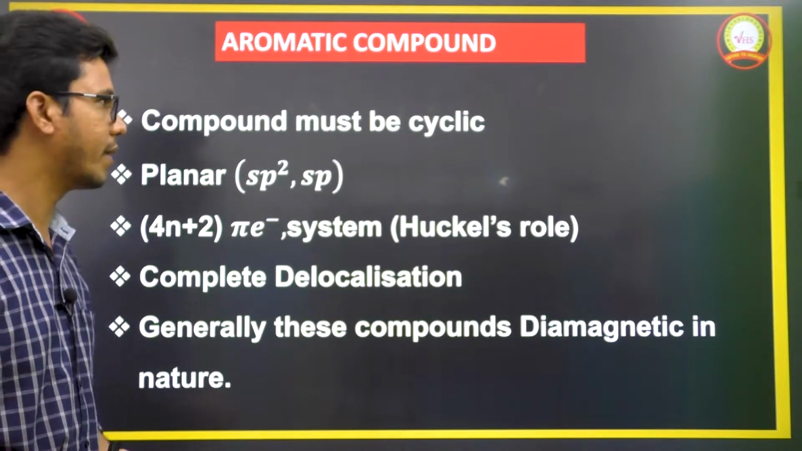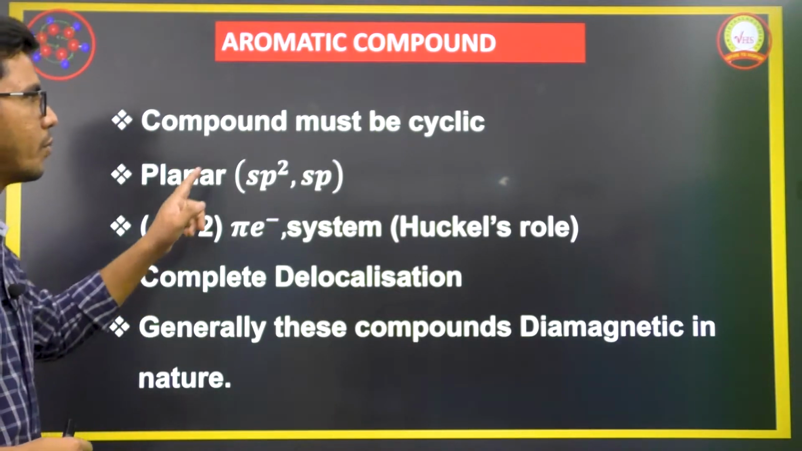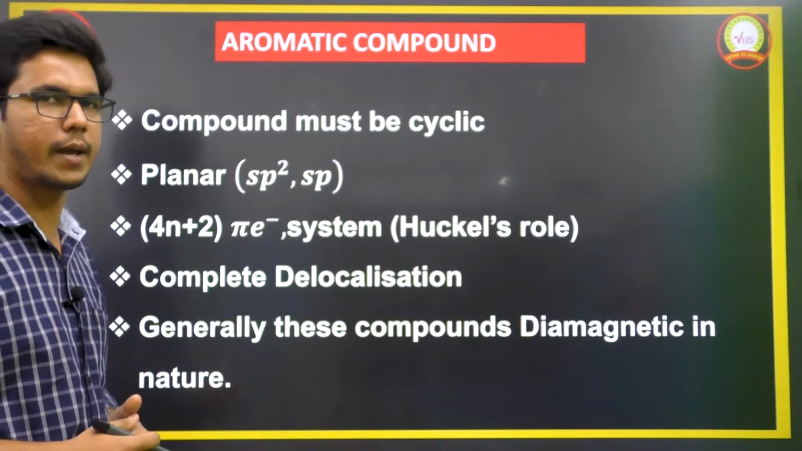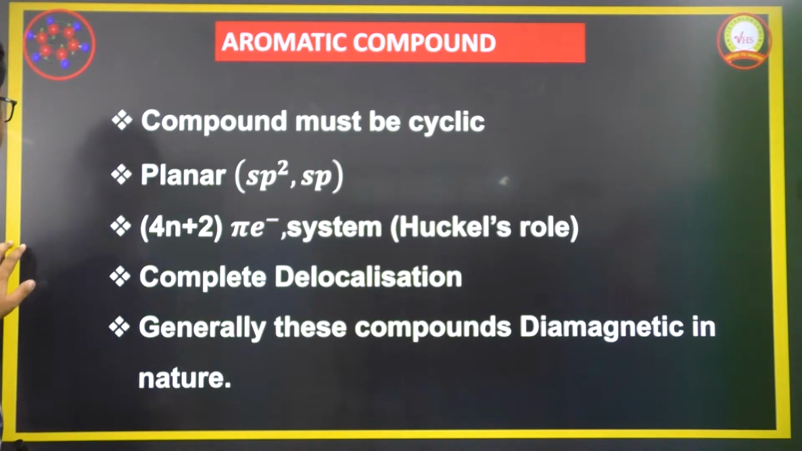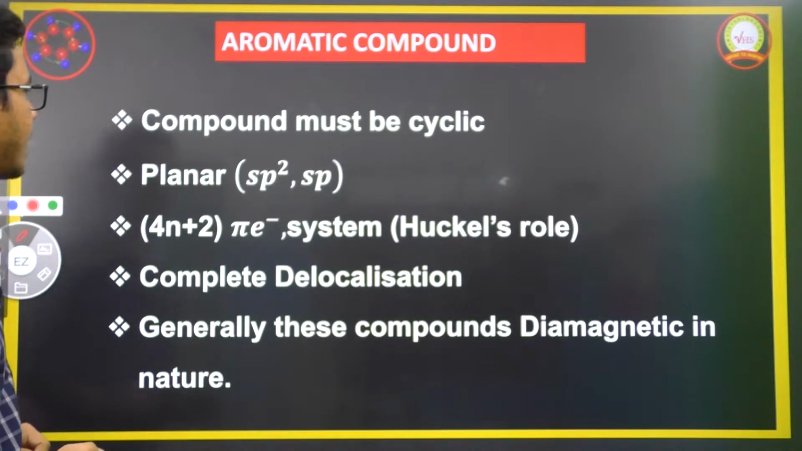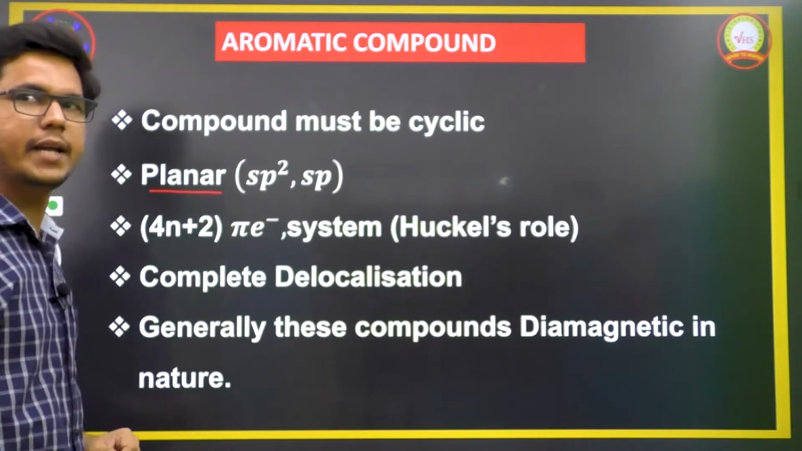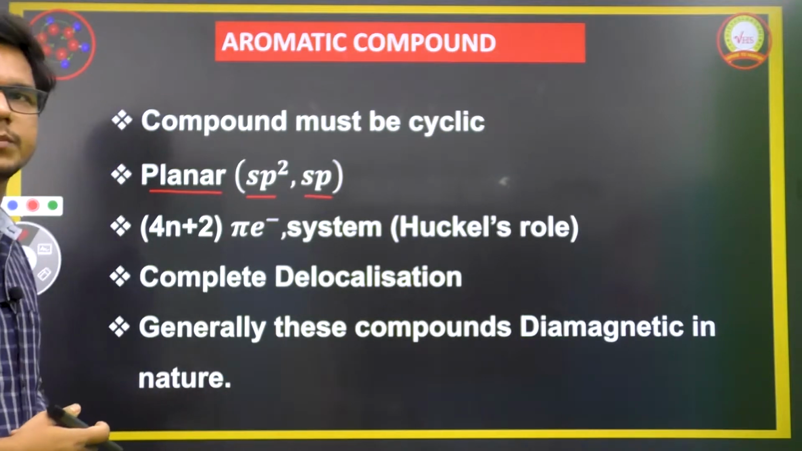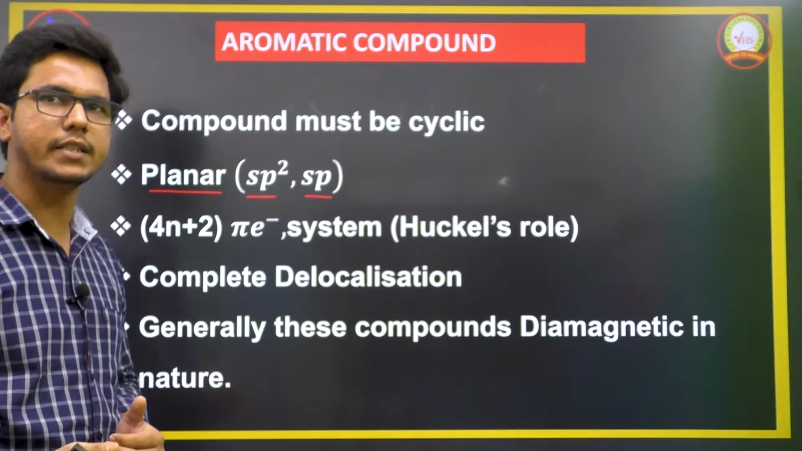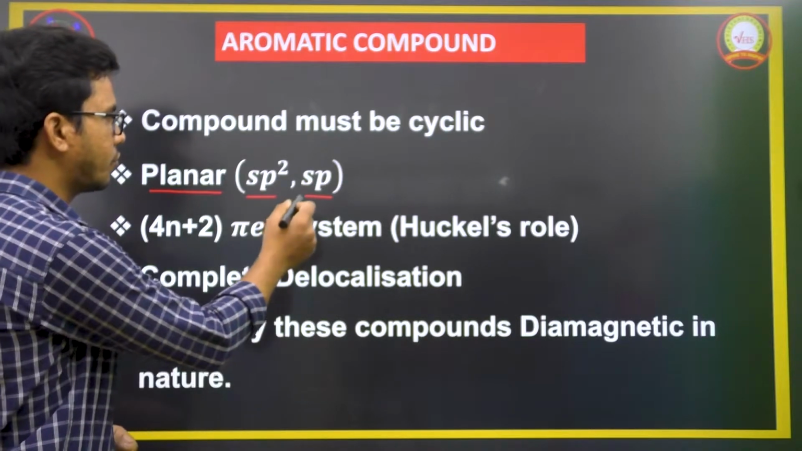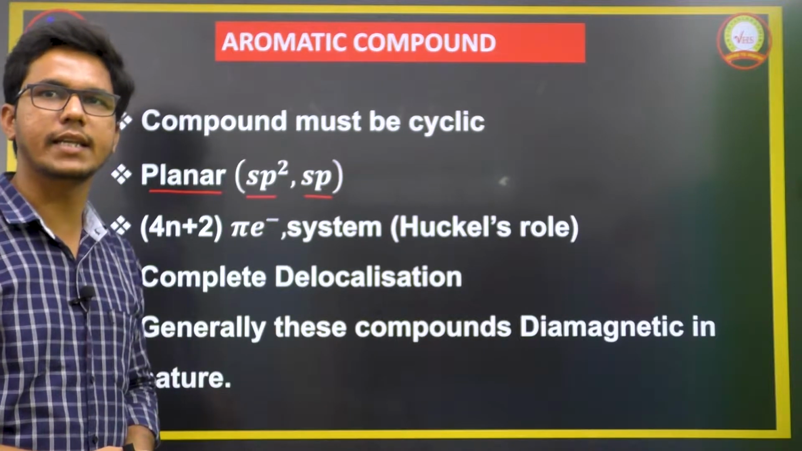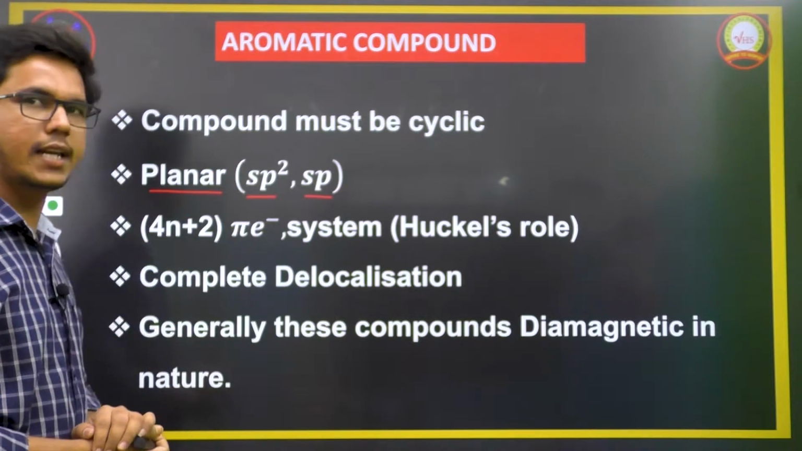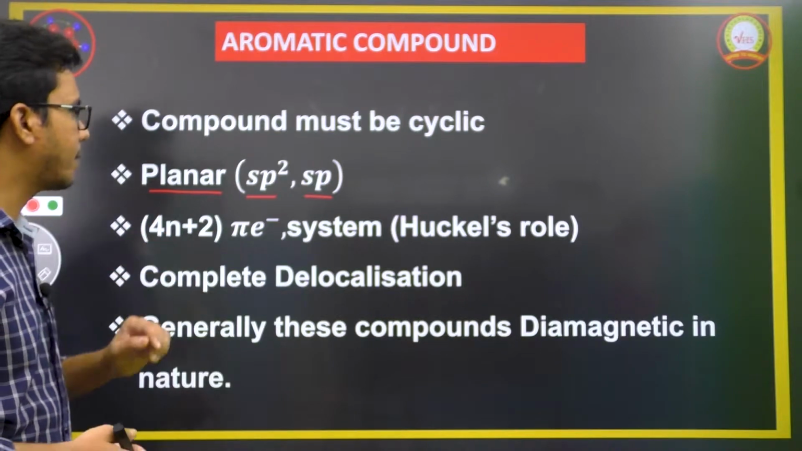The first condition is that the compound must be cyclic. It should be a cyclic compound. The second thing is that it should be a planar compound. What do you mean by planar compound? The hybridization must be sp2 or sp. We know the geometry of sp2 hybridized carbon is trigonal planar, and sp hybridized carbon is linear. Both are planar only. So the first condition is that it should be cyclic, and the second condition is that it should be planar.